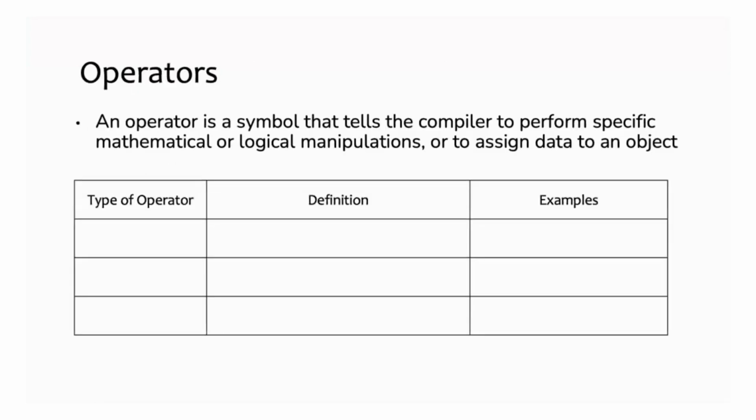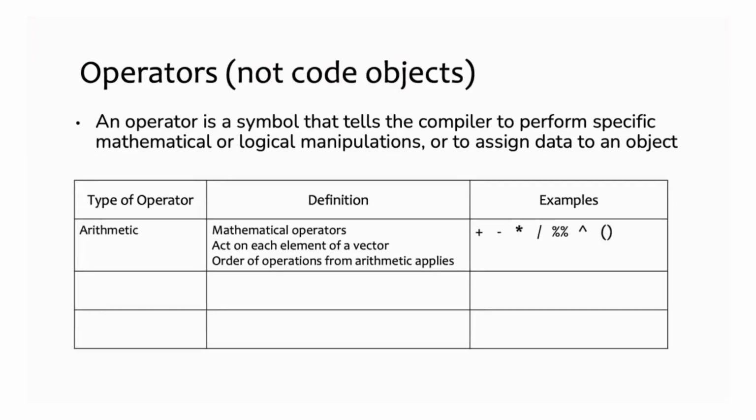So actually, we'll first touch on operators. An operator is a symbol that tells the compiler to perform a specific mathematical or logical manipulation or assign data to an object. And these are most likely already familiar to you. Arithmetic operators are mathematical operators. So the mathematical operators that you're familiar with: addition, subtraction, multiplication, division, modulo. This double percentage sign is called modulo, which returns the remainder of a division operation. The caret is raising an exponent, and then of course parentheses.